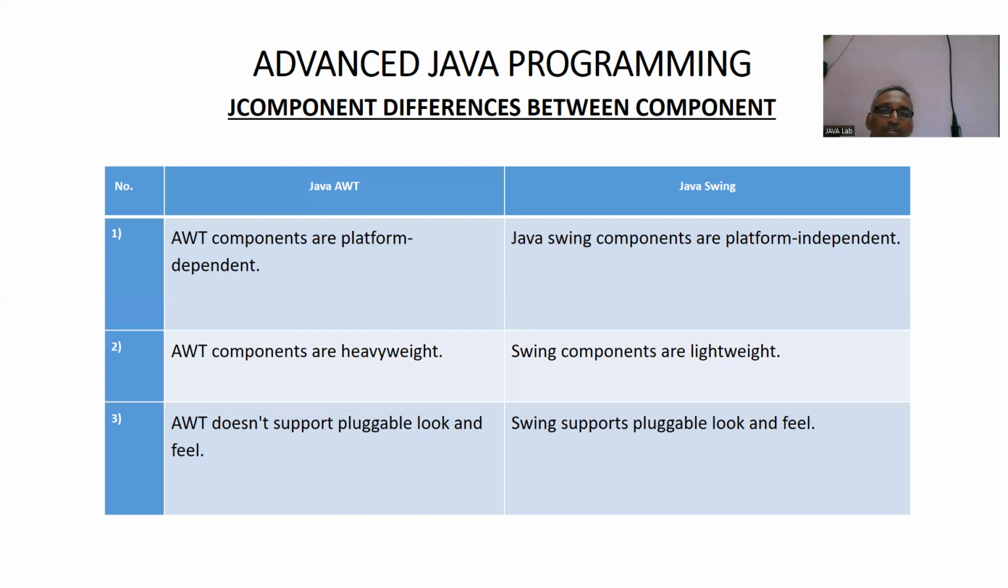Now Java Swing. Java Swing components are platform independent. Swing components are lightweight. Swing supports pluggable look and feel. Swing provides more powerful components such as tables, lists, scroll panes, color chooser, tabbed pane, and etc. Swing follows MVC, Model View Controller. Okay.